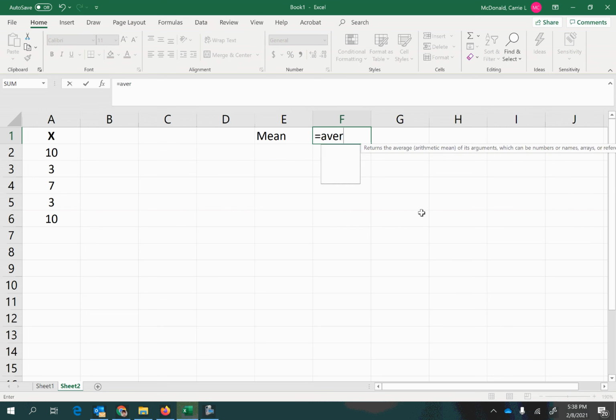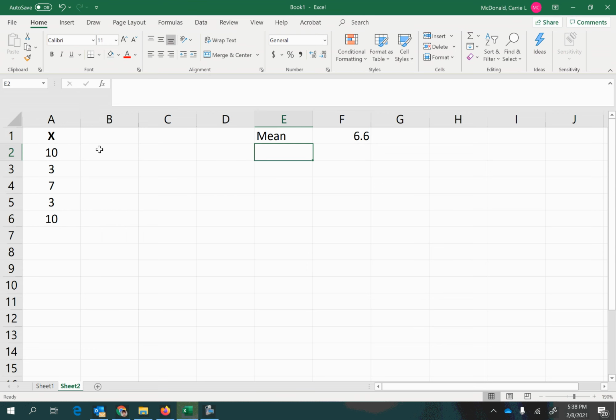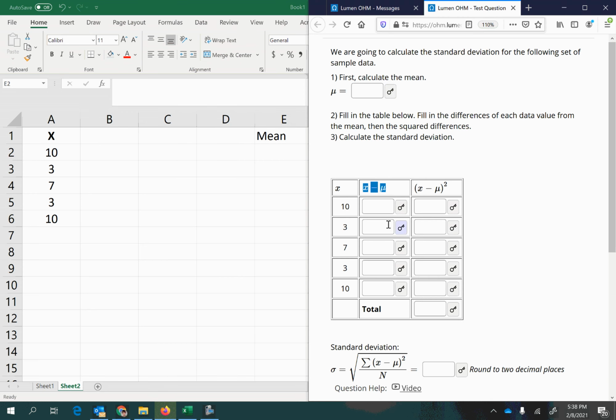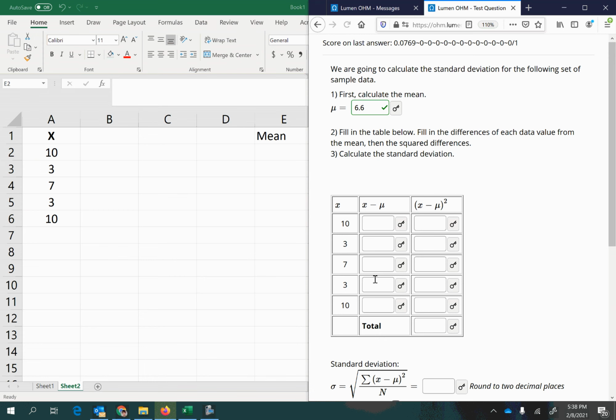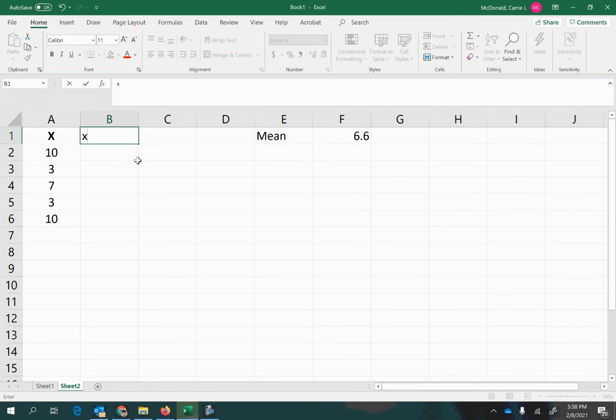We can use the average function in Excel, or you can just add them up and divide by how many you have, which here is 5. So there you would get the mean, 6.6. And now we are going to subtract the mean from each of the x values. So x minus the mean, start with the first one, minus the mean of 6.6.